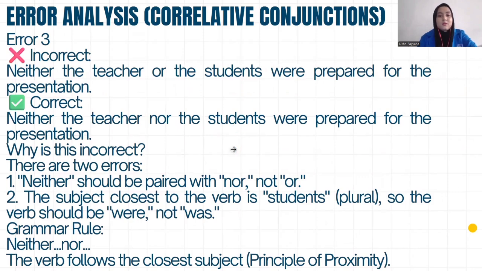Number 3 is: neither the teacher or the student will prepare for the presentation. The correct one is: neither the teacher nor the students will prepare for the presentation. Why is this incorrect? There are two errors. Number 1, neither should be paired with nor, not or. Number 2, the subject closest to the verb is students, which is plural, so the verb should be were, not was. The grammar is neither...nor. The verb follows the closest subject. Principle of proximity.